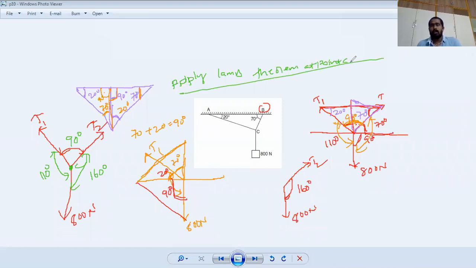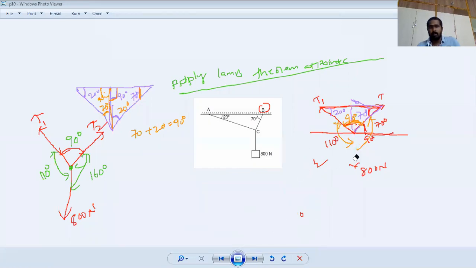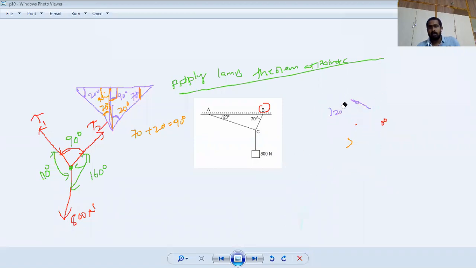What is the definition of Lami's theorem? Each force is directly proportional to the sine of the angle between the other two forces. Now tell me the formula.